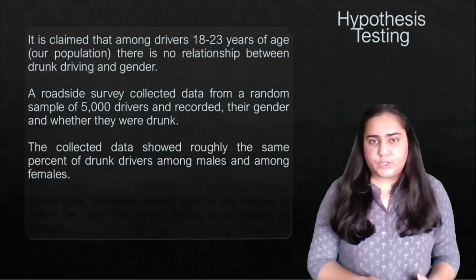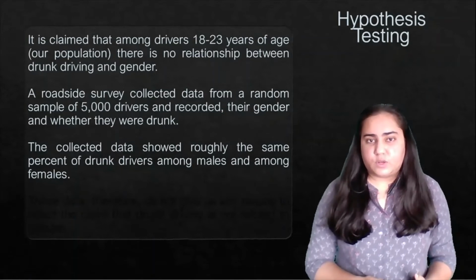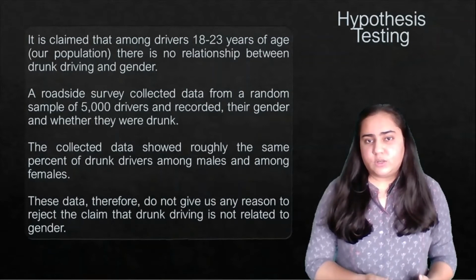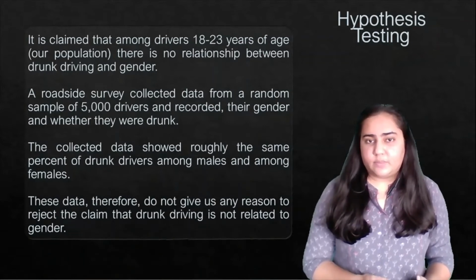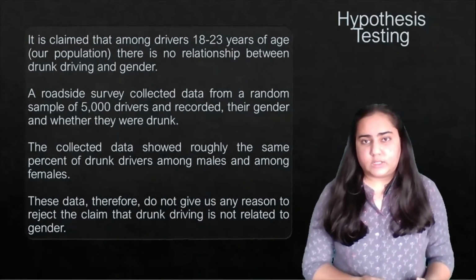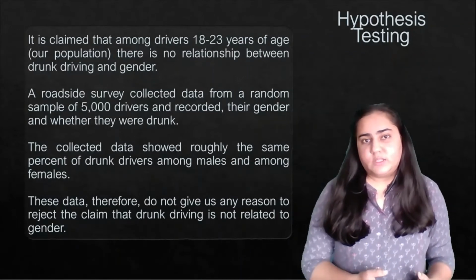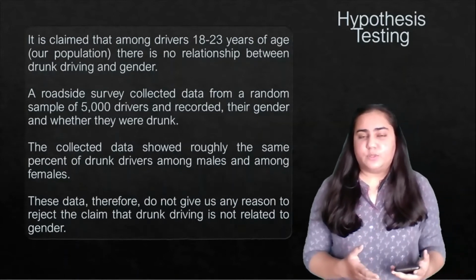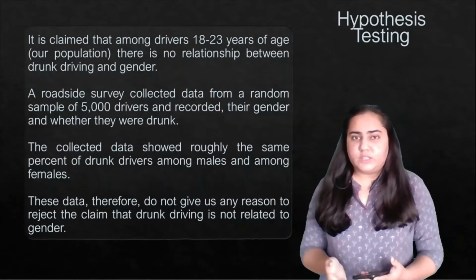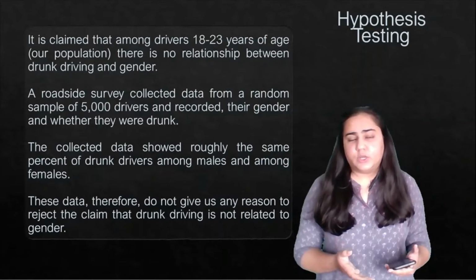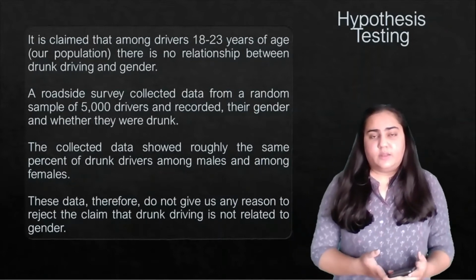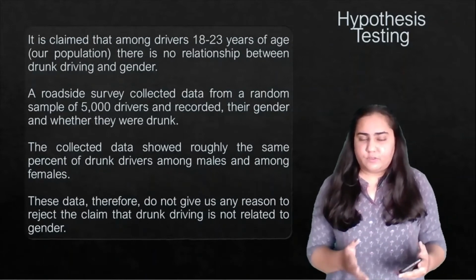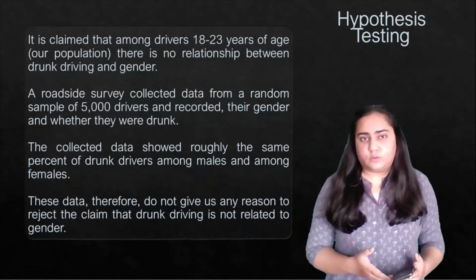The collected data showed roughly the same percent of drunk drivers among males and among females. These data therefore do not give us any reason to reject the claim that drunk driving is not related to gender. So hypothesis testing here works because we are talking about drivers between the age of 18 and 23. Between this age, we are trying to make a claim that there is no relationship between drunk driving and gender, just for drivers who are 18 to 23 years old.